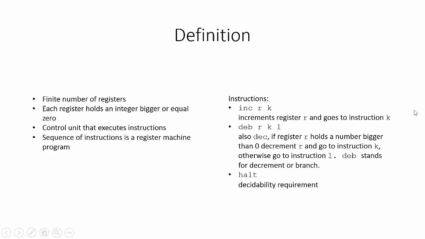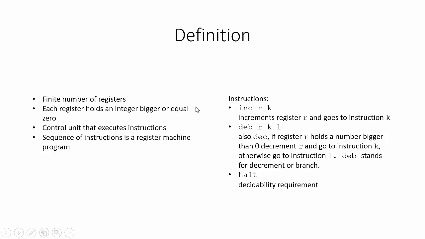So let's look at the definition. A register machine is a machine with a finite number of registers. Each register holds an integer greater than or equal to 0. So instead of symbols, we have numbers now. We have actual numbers. We have a control unit that executes instructions, and we have a sequence of instructions. It's like an actual program now.